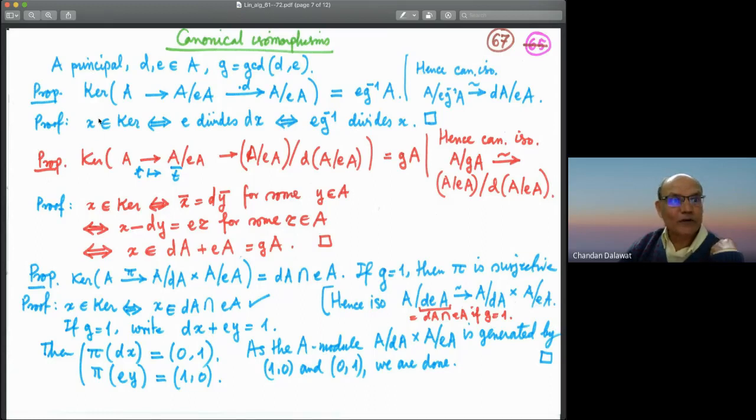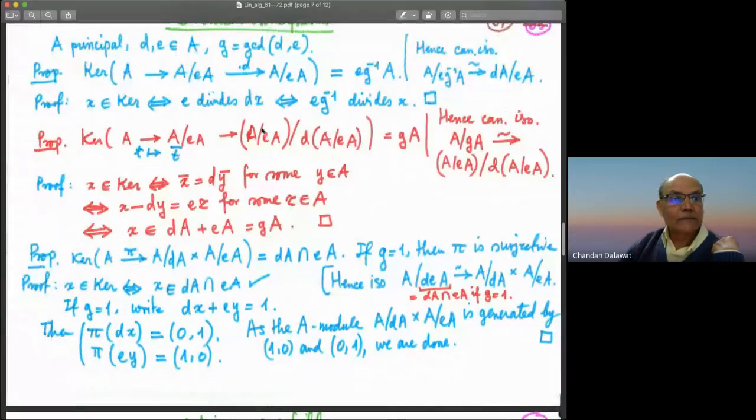So let's prove this. What does it mean for an X to belong to the kernel? It means that E divides DX. That's the kernel of this map. E need only divide DX. And E divides DX if and only if E G inverse divides X. Okay, so X is a multiple of E G inverse. In other words, the ideal is the one generated by E G inverse. That's what we needed to prove.